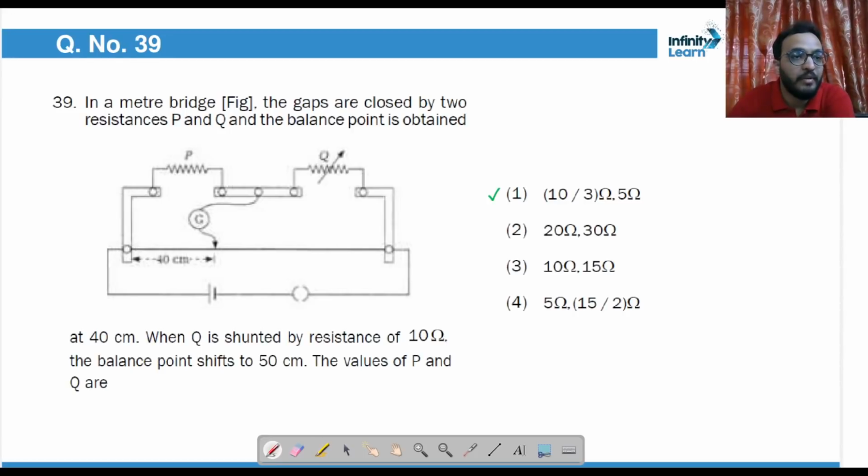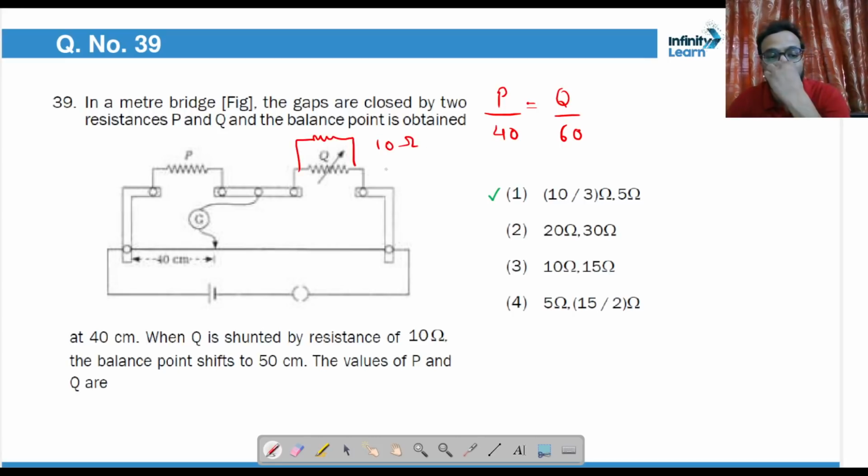Okay. Now question number 39. It's very easy. In a meter bridge, gaps are closed by two resistances P and Q. Just now we have done this kind of question, right? So initially they are saying that P by 40 is equal to Q by 60. Next, if Q is shunted by a resistance of 10 ohm, that means one resistance of 10 ohms is connected in parallel, then the balance point shifts to 50 centimeter. That means P by 50 is equal to 10Q upon 10 plus Q.